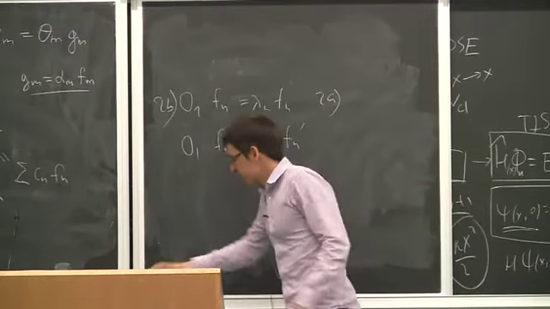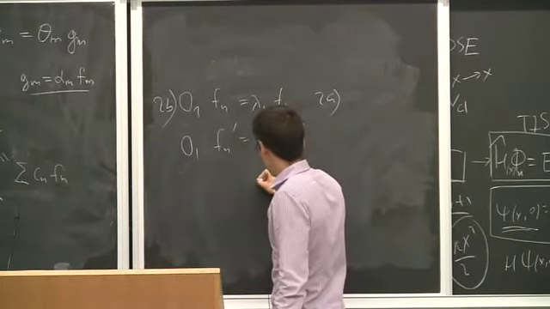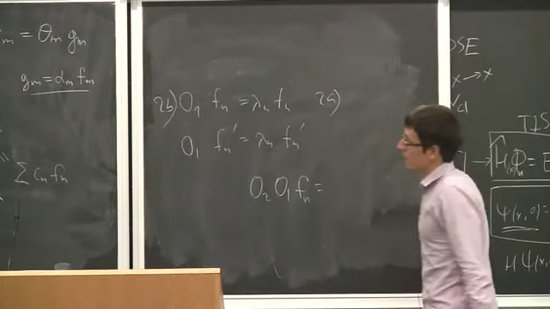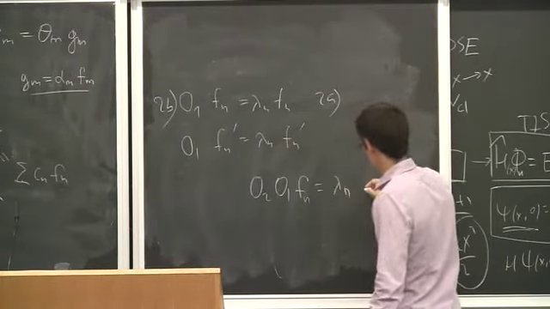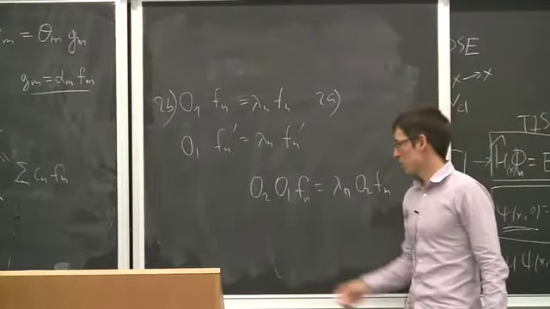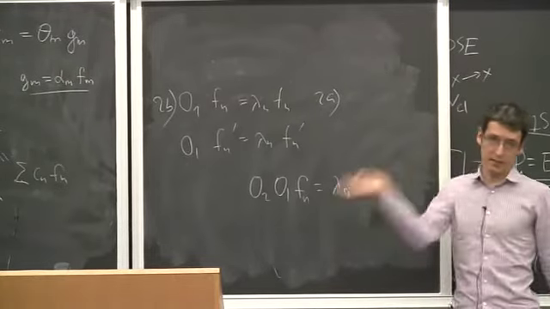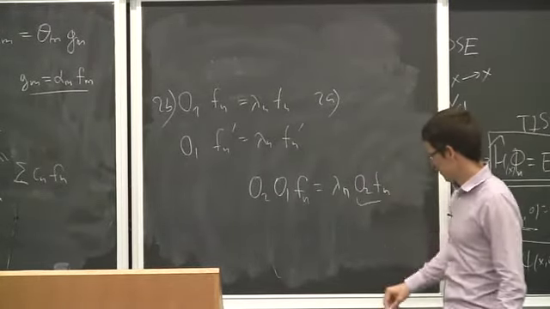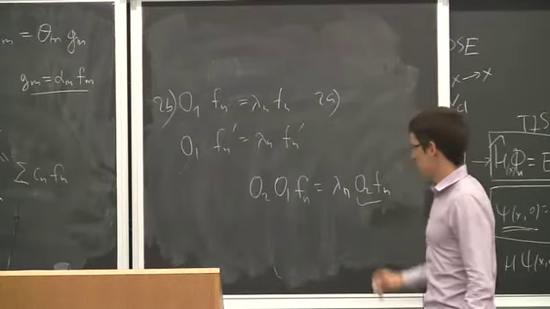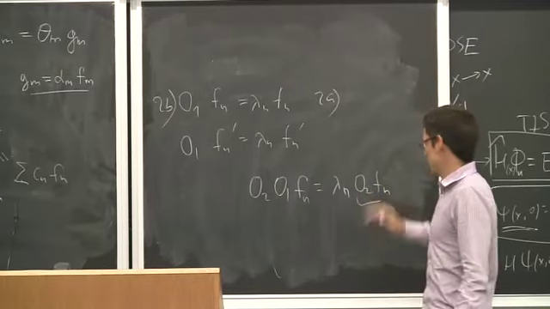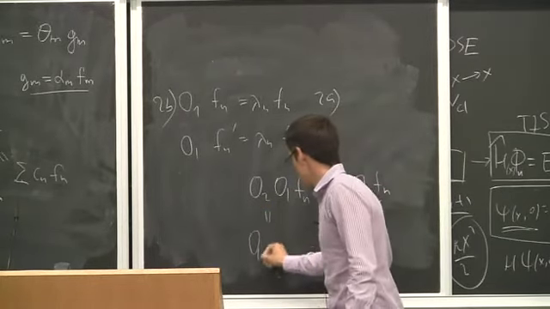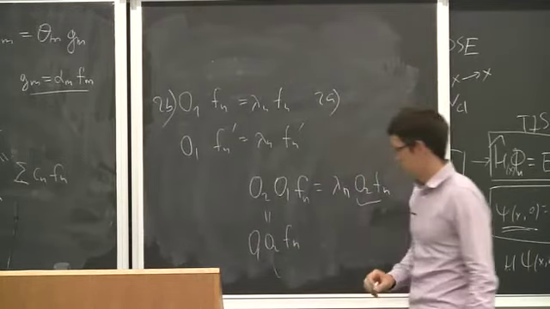So if you don't have degeneracy, what we will consider is O2 O1 acting on some f_n. O1 first acts on f_n and gives us lambda_n, and lambda_n can be taken outside. What we have is lambda_n O2 f_n. Now this is some function, and we don't know what function it is right now, simply because it's just the operator acting on a function. But by the condition that O2 and O1 commute, this should be equivalent to O1 O2 acting on f_n, right?